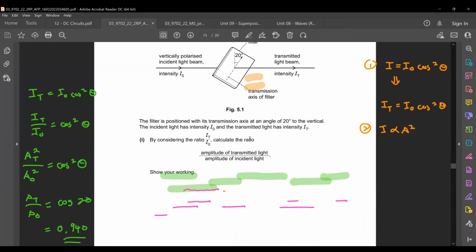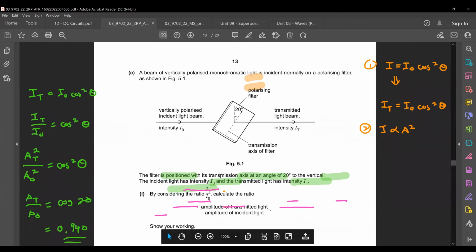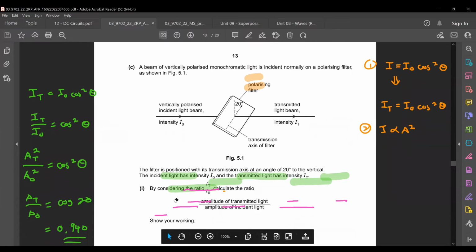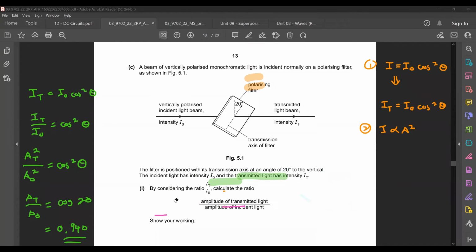But how do you make sense of this? Okay, so basically what we're doing here is this. This one here is your polarizing filter, with its transmission axis like this. Your angle is measured from here, from the vertical. And we know that it's at 20 degrees to give you an intensity of IT.